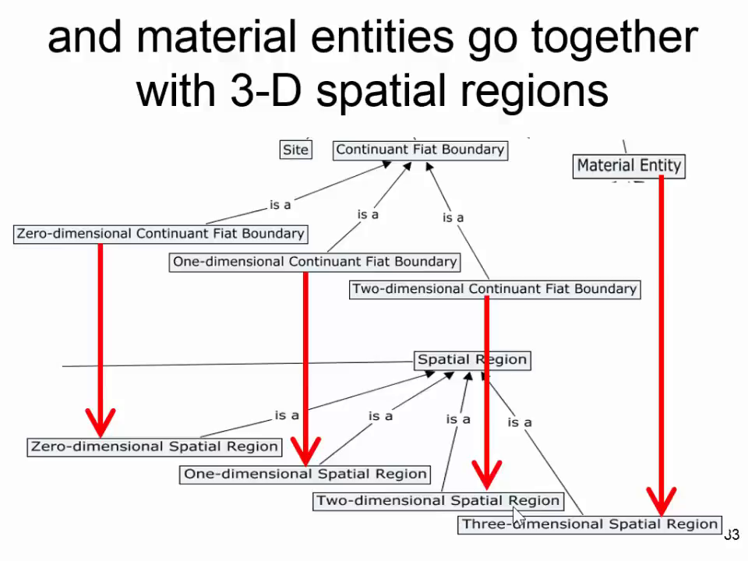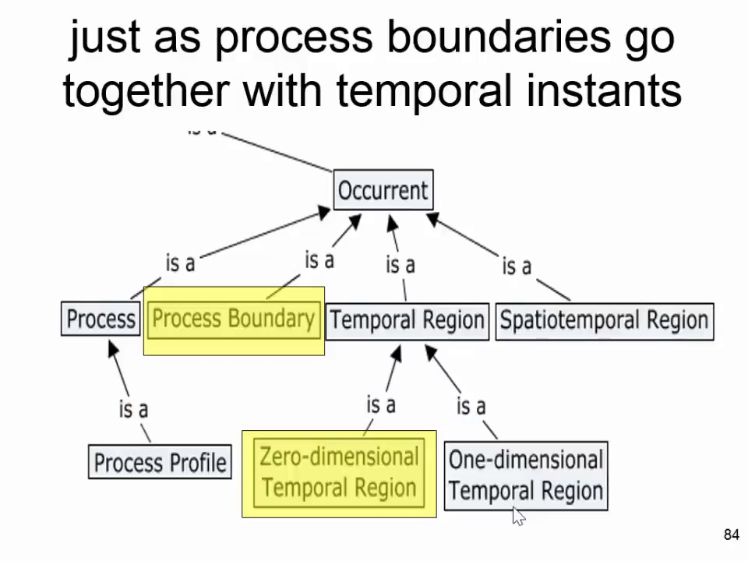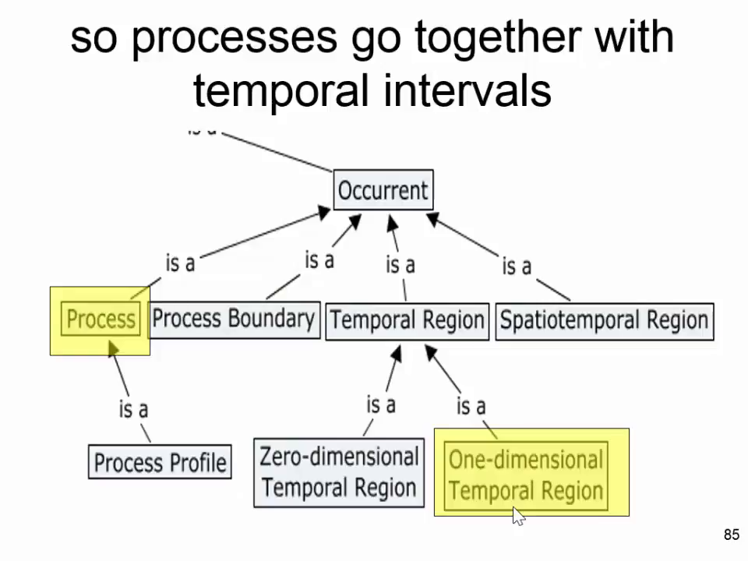And now we come to time. So just as objects like me have spatial boundaries, so processes have temporal boundaries. A race begins at a certain time and ends at a certain time. Your life begins at a certain time and ends at a certain time. The end of your life, your death, is a process boundary. Process boundaries occupy zero-dimensional temporal regions, just as processes occupy one-dimensional temporal regions.